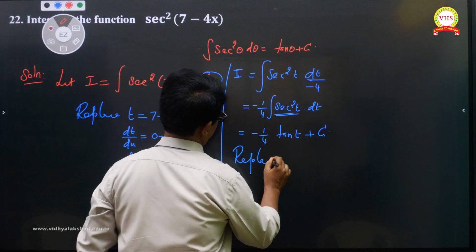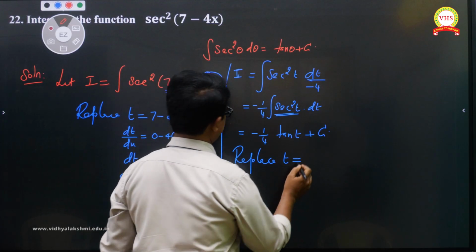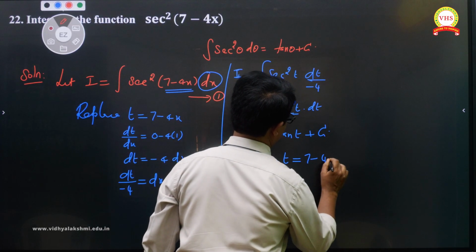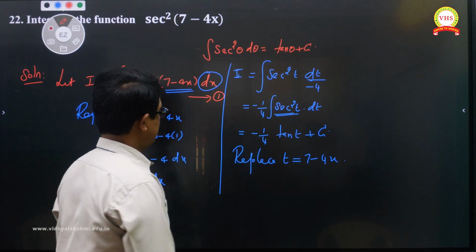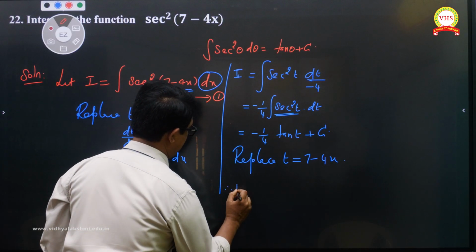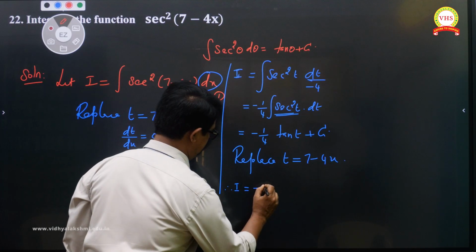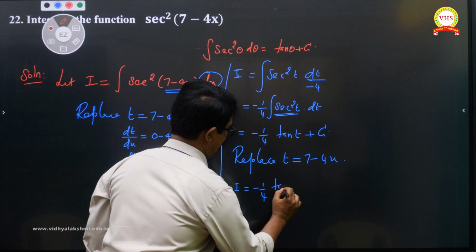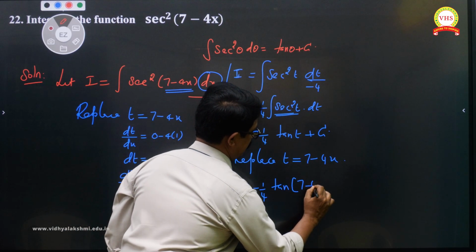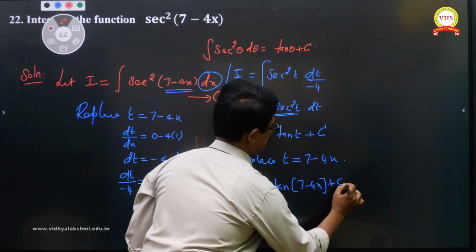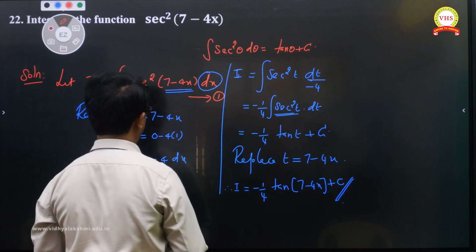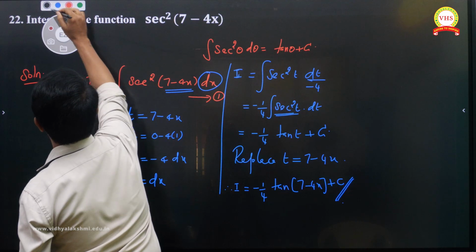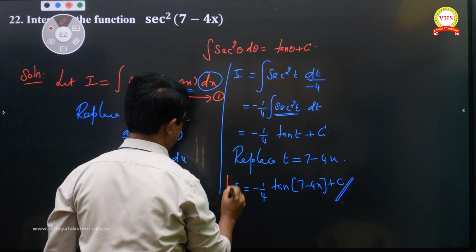Replace t. What is t equal to? We have taken 7 minus 4x. Correct? Finally, I becomes minus 1 by 4 tan of (7 minus 4x) plus c. This is the final solution for the given integration in terms of x.